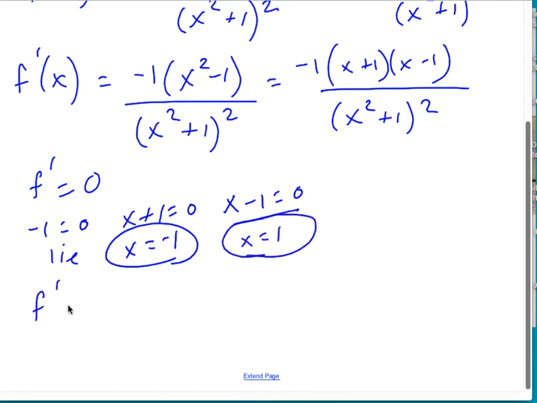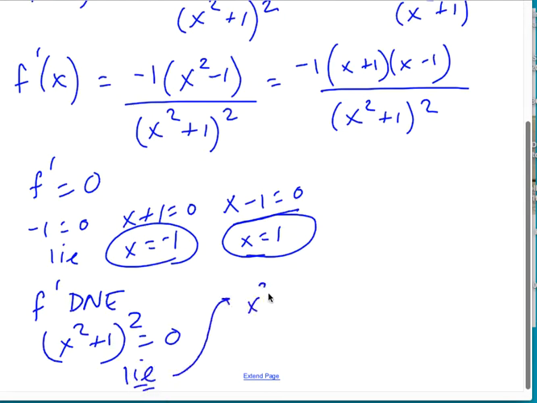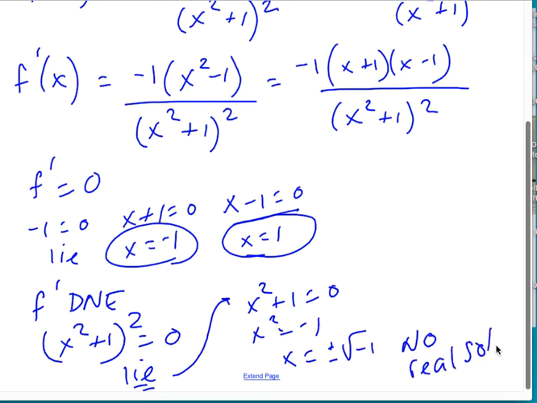If I want where f prime does not exist, it's when the bottom is 0, but that's never going to happen. So this is a lie. You can solve it and realize that it's not going to happen. You'd get x squared plus 1 is 0. You get x squared equals -1. So x is plus or minus the square root of -1, which has no real solution, right? We're not using i's for this. We want real solutions, and there are no real solutions.